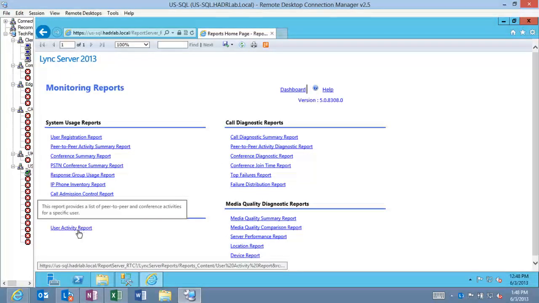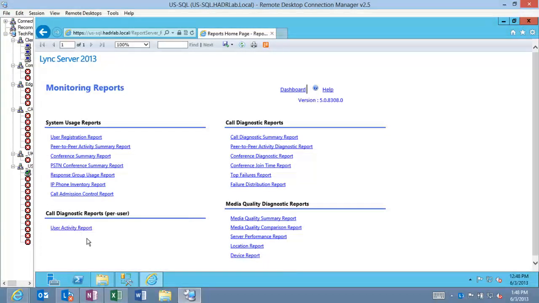And then this is a main one that we'll just jump into here in a second. This is the user activity report. This is really the spot that you're going to go to when that end user calls you and says, hey, I was on this call with a user and I had a really poor experience. Can you please tell me what the problem was?